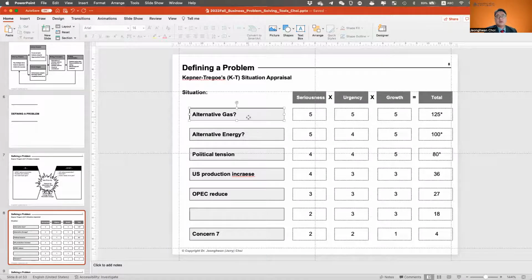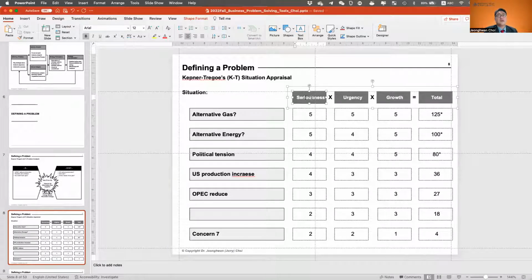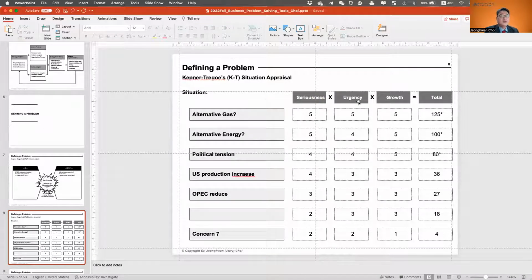For example, is alternative gas demand getting serious? Probably yes. Is it getting urgent? Yes. Give 1 to 5: if it is more serious, give 5; if it is getting more urgent, give 5; and if the situation is showing more incremental growth, give 5. Then you just multiply these, 5 times 5 times 5, 125.